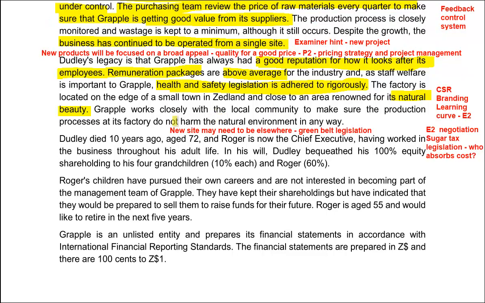So again, we get another mention that Grapple works closely with the local community to ensure that the production does not harm the natural environment. That links into branding and our CSR again over here.